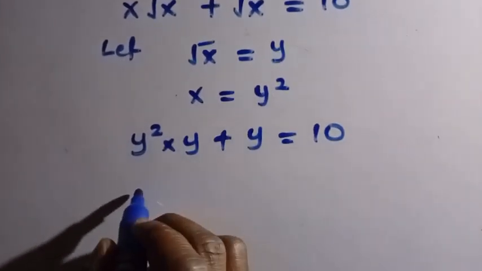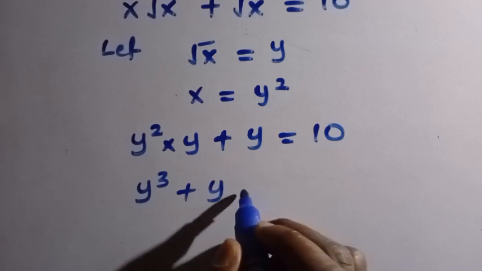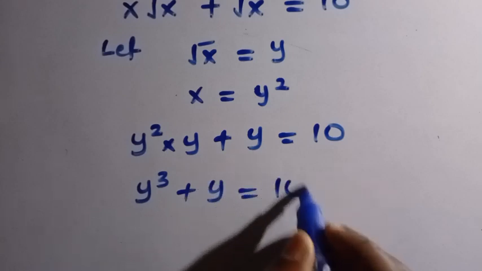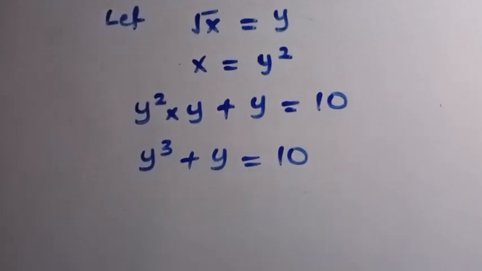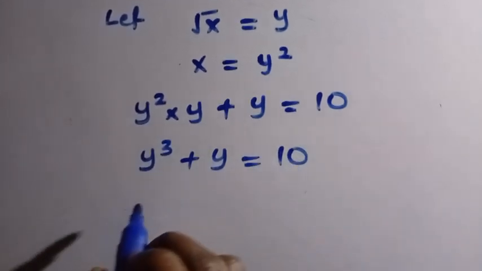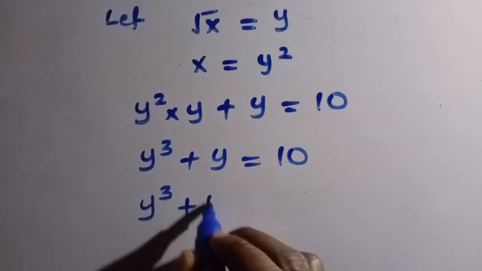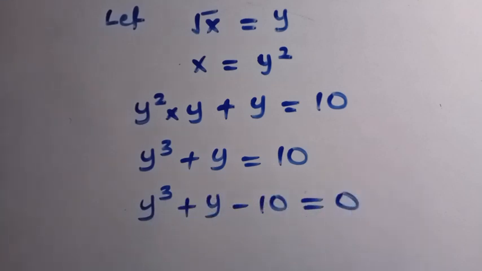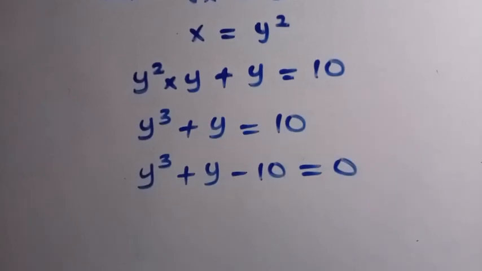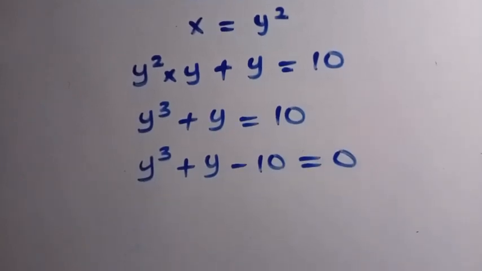Then y times y, that is y cubed, plus y equals 10. Let's transfer this 10 to this side. We have y raised to power 3 plus y minus 10 equals 0. So we have this as a cubic equation. It means we get 3 solutions from here.